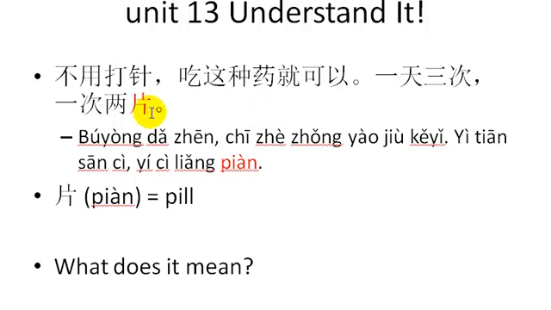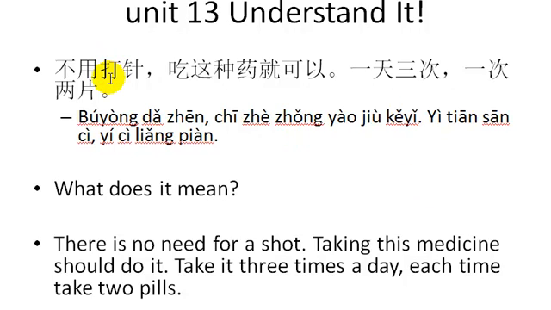一次2片. So in English, you'd say each time you take this medication, take 2 pills. In Chinese, it's similar in that sense. Each time, 2 pills. 一次2片. So pause and write down what you think this means. So 不用打针, there was no need for a shot. 吃这种药就可以, taking this medicine should do it. Take it 3 times a day, 一天3次. Each time, take 2 pills. 一次2片.